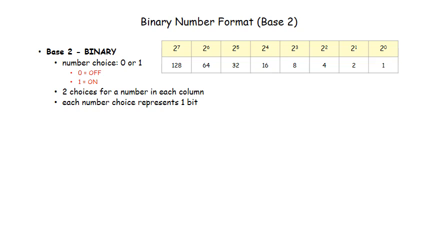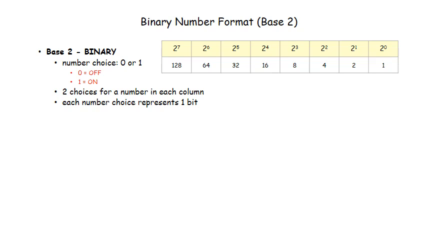So similar to base 10 in having 10 number choices for each column, 0 to 9, for base 2 there are just 2 number choices for each column. It's either a 0 or a 1. In the table to the right, I have shown the result of each exponent from 2 to the 0th power to 2 to the 7th power.